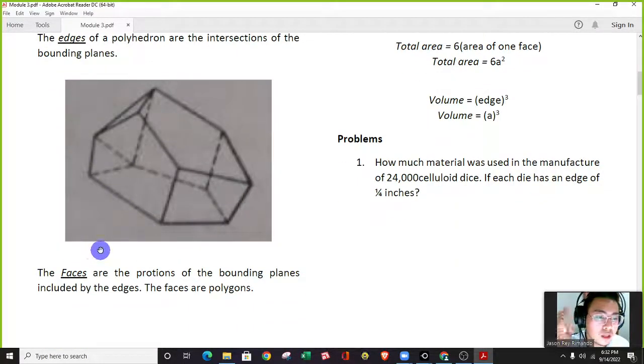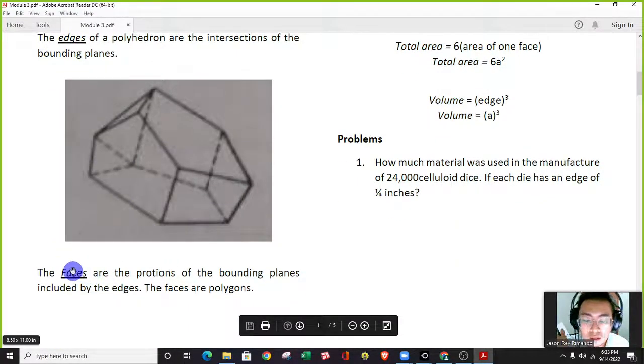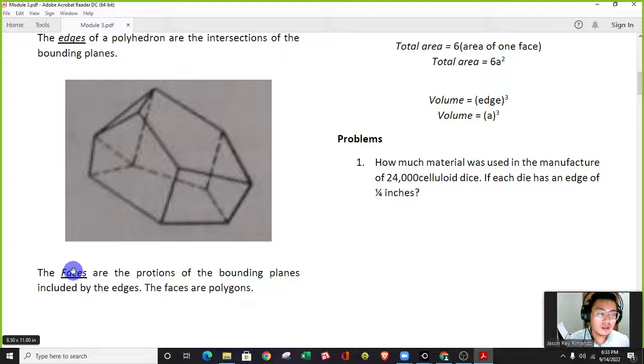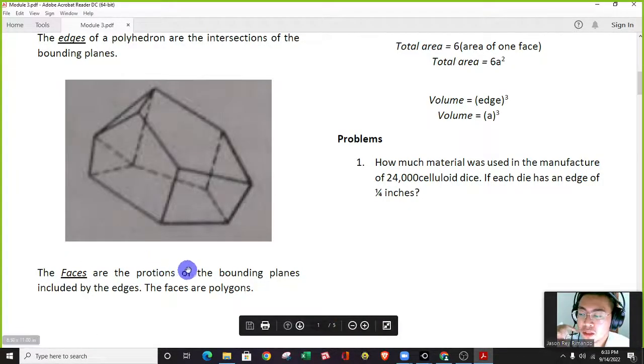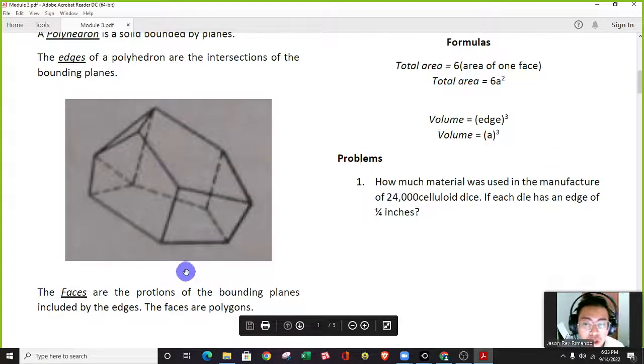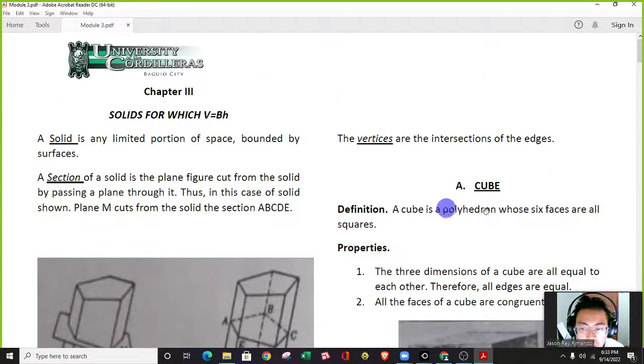So, ano yung mga faces natin? Faces, for example, meron kang cellphone. Yung nakikita nyo na screen, that is one face. Yung sa likod niya, another face. Then, dun sa gilid niya is another face. So, in short, it is the surface area. So, let's proceed with your cube.